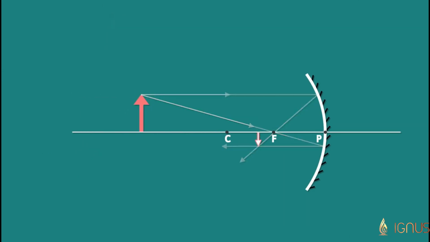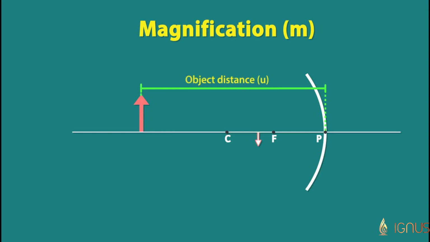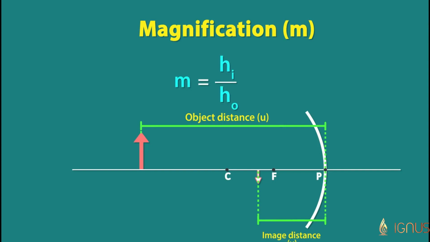Now there is a relation between the magnification, the object distance u and the image distance v. The relation is that hi over h0 is equal to negative v over u.